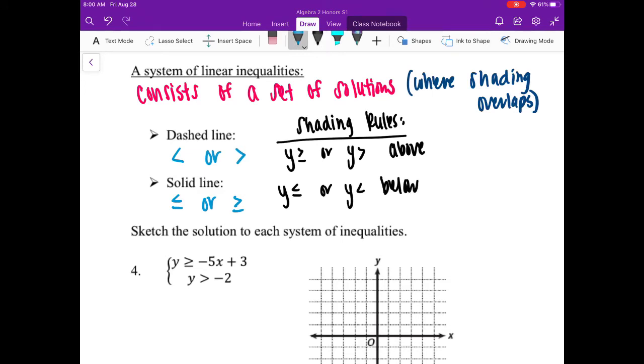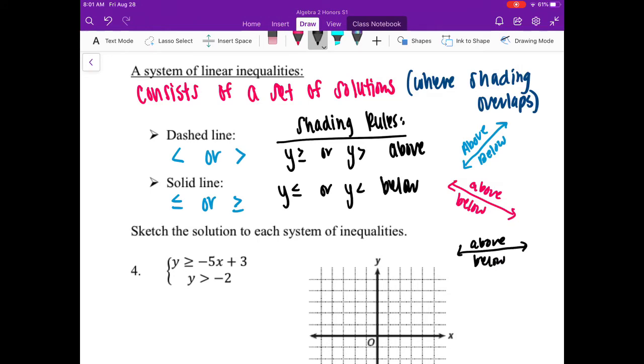I'm going to make you a little key on the side here that helps you understand what is above and what is below. So if I have a line going this way, a positive line, above is right here and below is here. If I have a line going this way, so a negative line, this would be considered above, this would be considered below. And the last type of line we have is a horizontal line. Here is above, here is below.